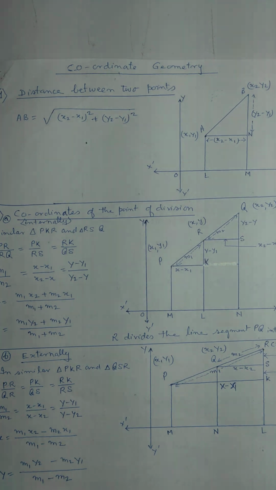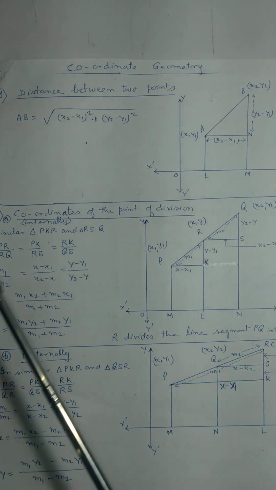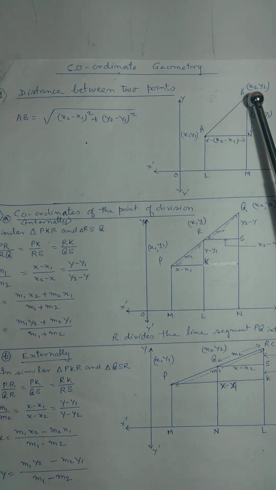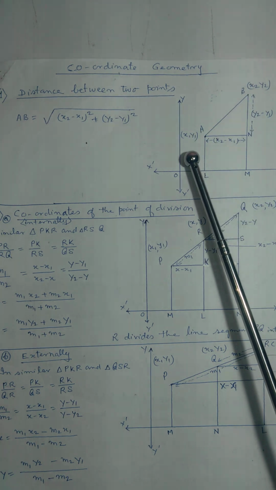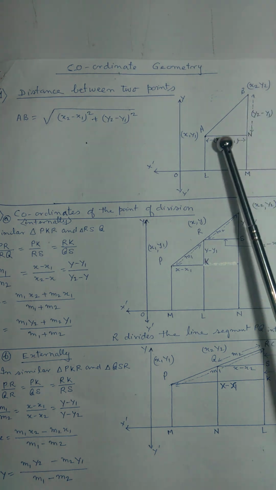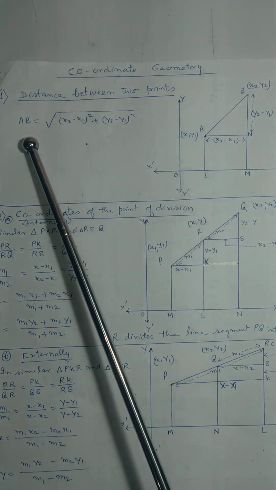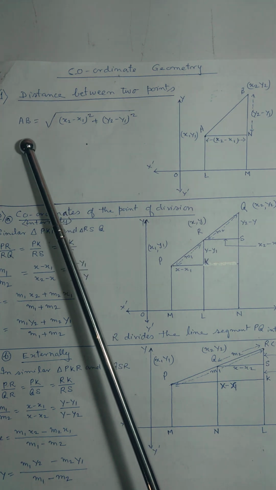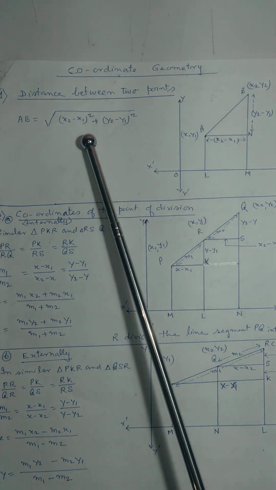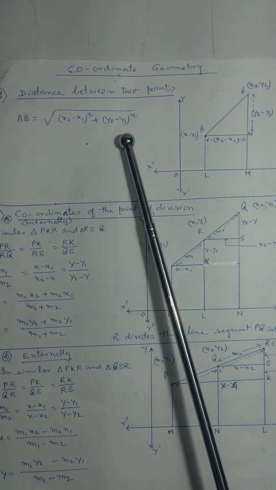Let us start coordinate geometry, some important formulas pertaining to the lines. This is the distance between the 2 points. If A and B are the 2 points and the coordinate of A is x1, y1 and of B is x2 and y2, so here the distance between the 2 points AB will be the root of (x2 minus x1) whole square plus (y2 minus y1) whole square.